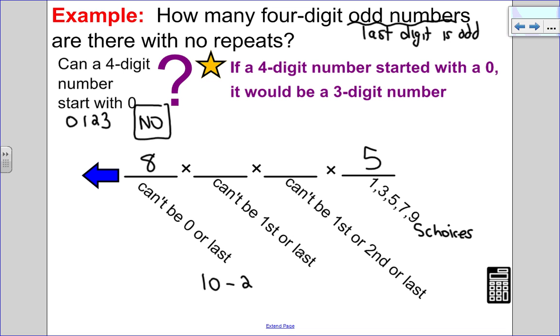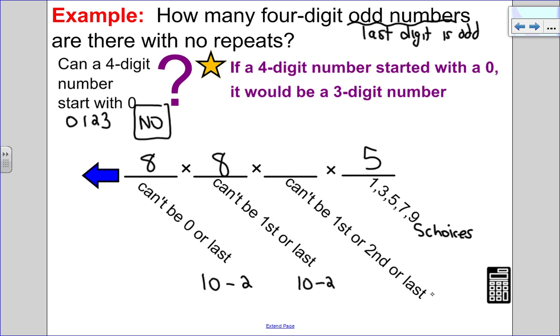Okay, this second digit can't be the first or the last. So 10 digits take away 2, and that is 8. So you might be thinking to yourself, hey, wait a minute, I thought the digits were supposed to go down by 1. Why are those both 8? And the answer to that is because for this second digit, 0 goes back in the mix. So that's why they're the same.